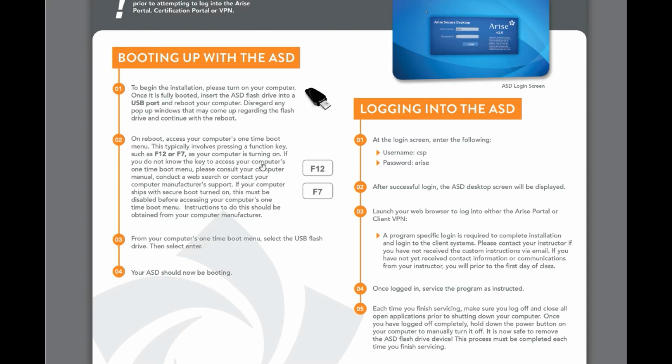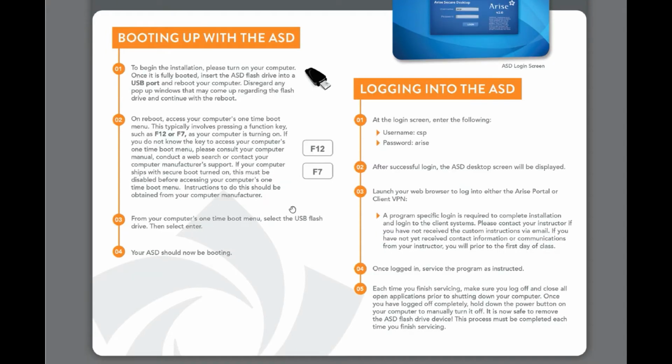If you do not know the key to access your computer's one-time boot menu, please consult your computer's manual, conduct a web search, or contact your computer manufacturer support. If your computer ships with secure boot turned on, this must be disabled before accessing your computer's one-time boot menu. Instructions to do this should be obtained from your computer's manufacturer. So guys, for the most part, it will be F12 or F7. I am sure that if you do a Google search for your computer's boot system, you can find that online. So let's go to step 3, guys.